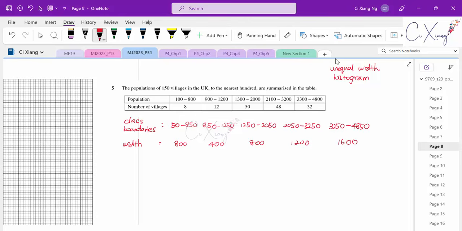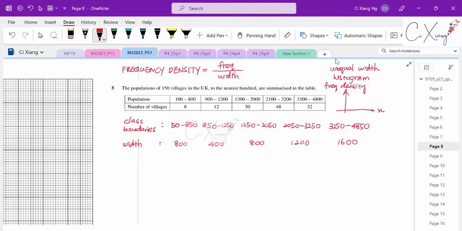To sketch an unequal width histogram, we need to know that the y-axis is actually the frequency density, and this is the x-axis. So frequency density has a formula. Maybe I write it out here. Frequency density equals frequency divided by class width.